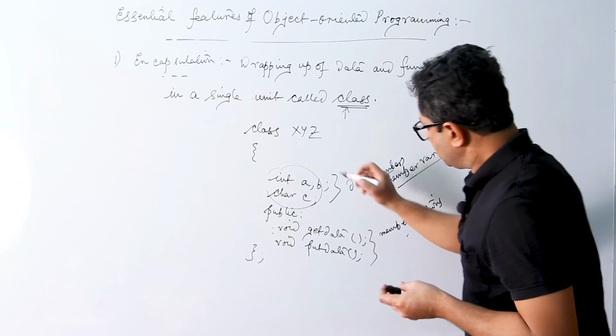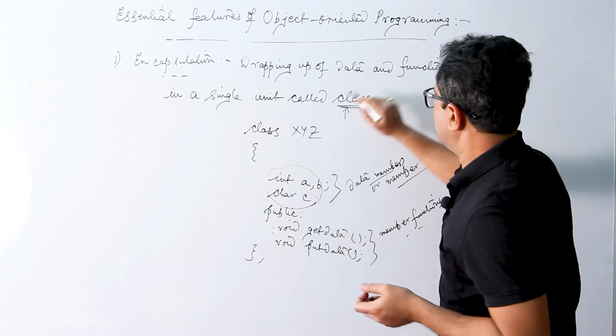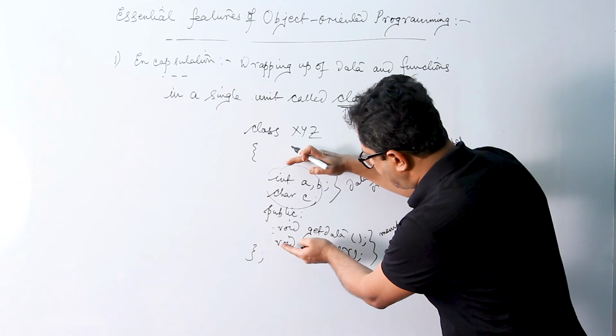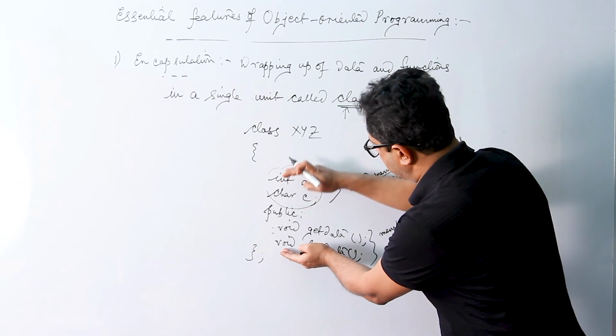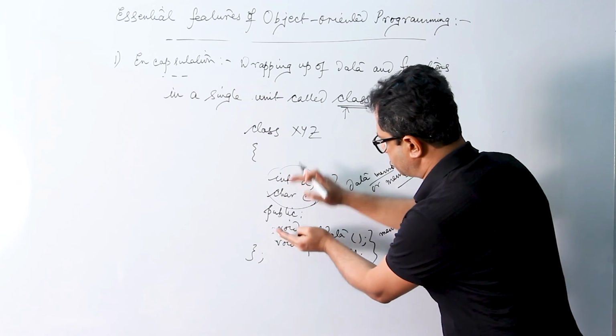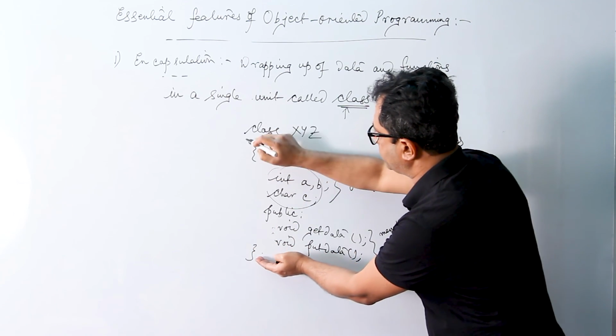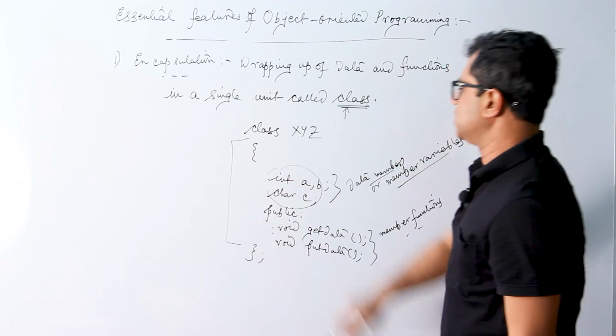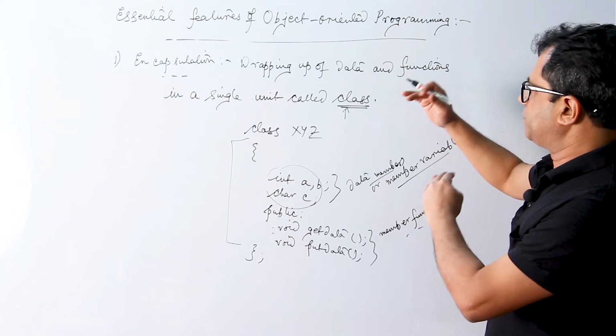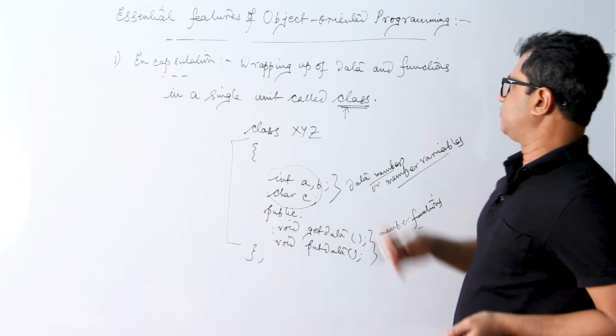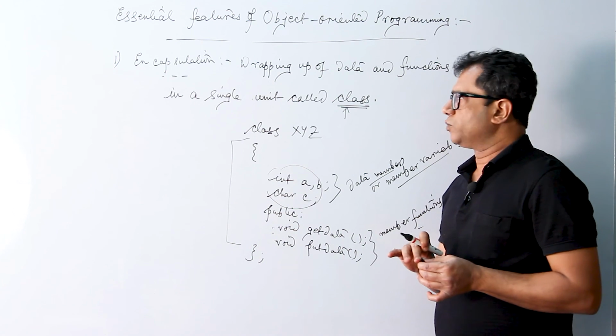So this wrapping of data and functions means we are wrapping both data and functions in a single unit, and this single unit is nothing but the class. So this is the concept of encapsulation, that is wrapping up of data and functions into a single unit called a class.